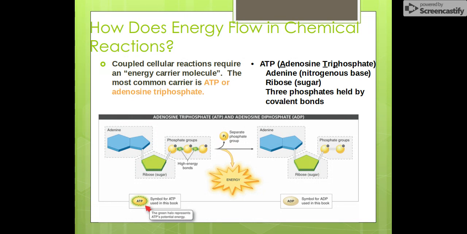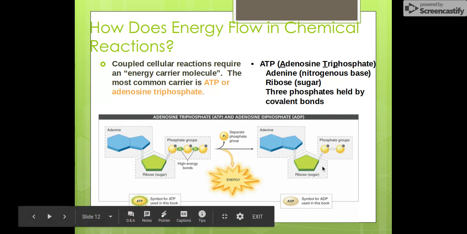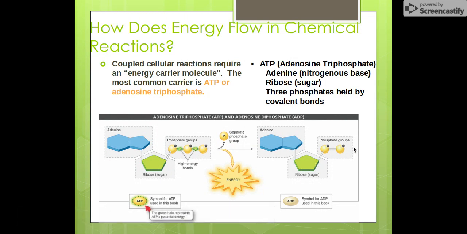So if our cell needs energy to move a molecule across the membrane or cause some reaction to happen, it will break one of these bonds, create this ADP, a diphosphate, because we took away one of the phosphates, and use that energy from breaking that bond for whatever it's necessary for. And we see that this ATP is used more than any other molecule for the sake of energy in our bodies.